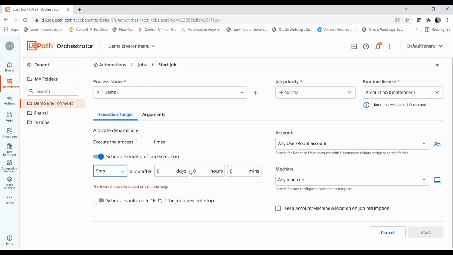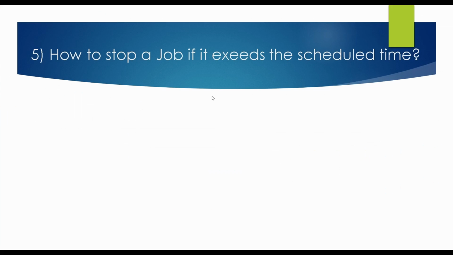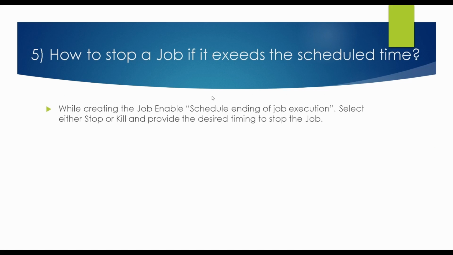Okay, and in case your job does not stop after this time, you can set an interval for the kill also. So it will forcefully stop the execution. For that you can give the killing time as well. So this is how you can stop the job if it is exceeding the time. While creating the job, enable schedule ending of a job execution, select either stop or kill, and provide the desired timing to stop the job.